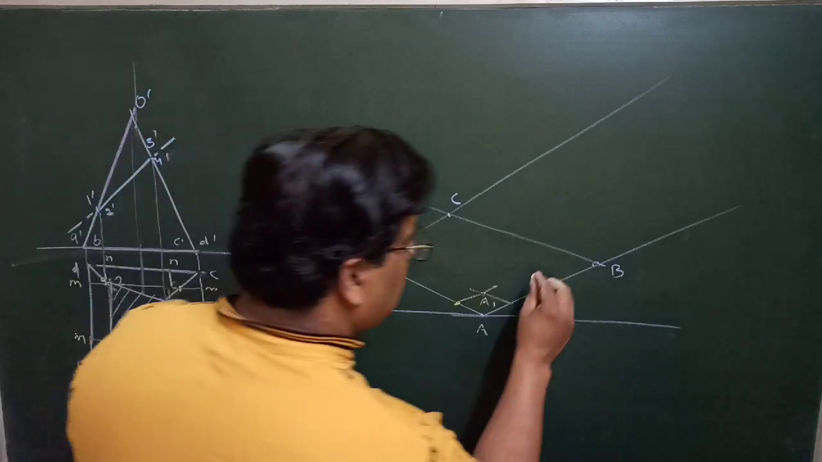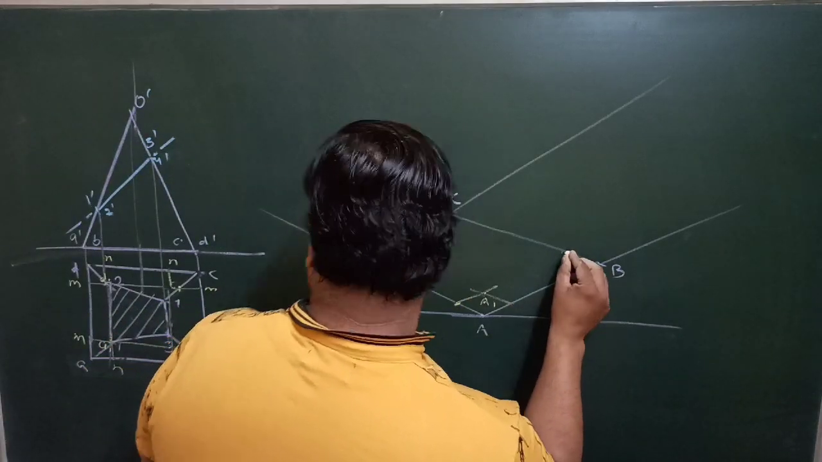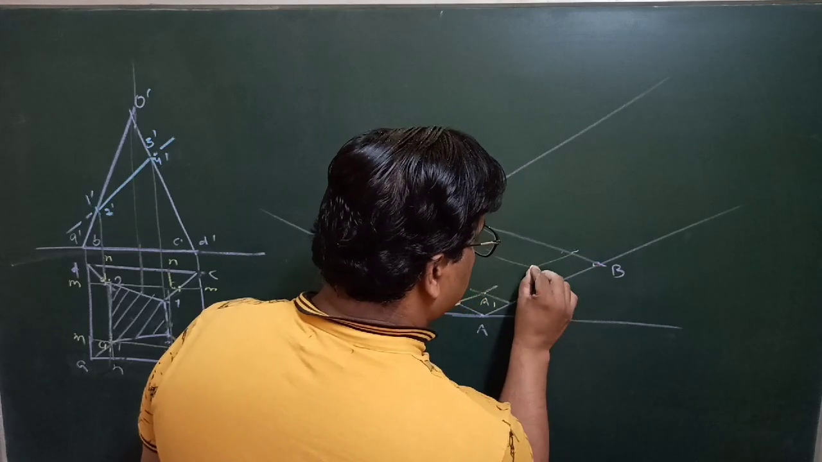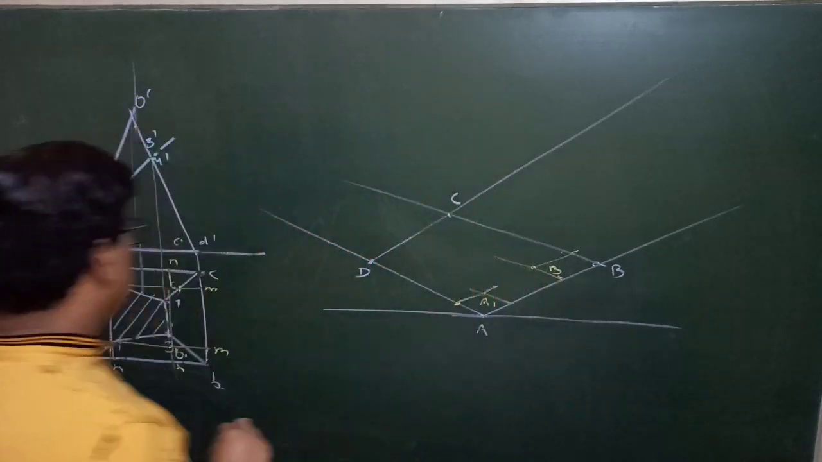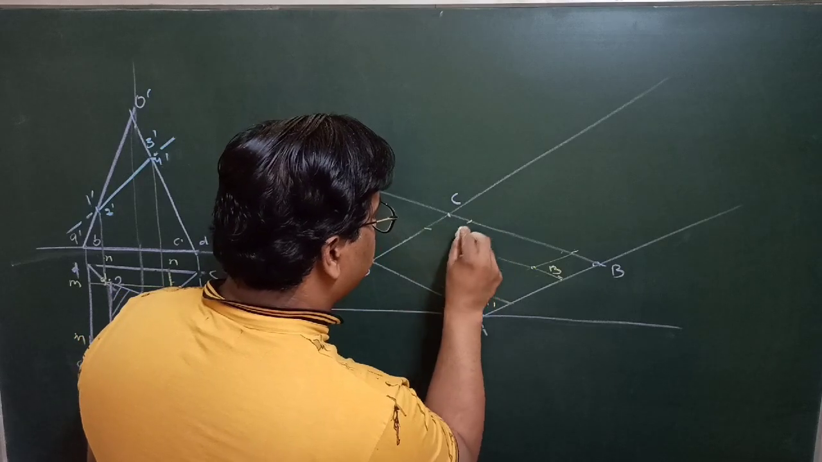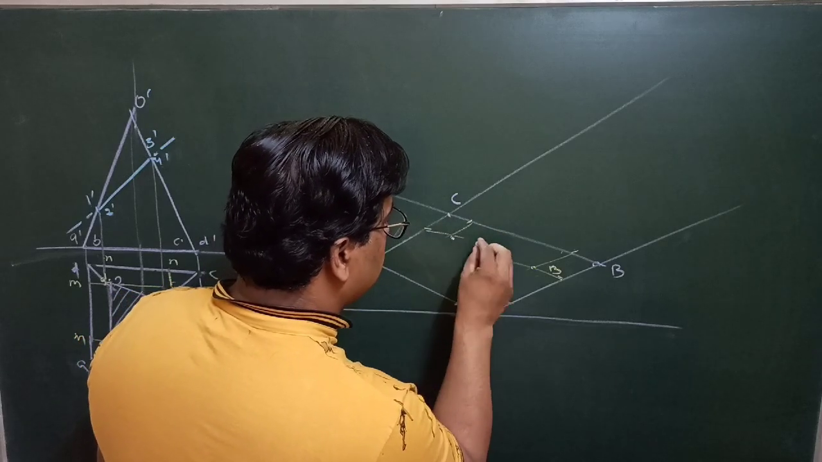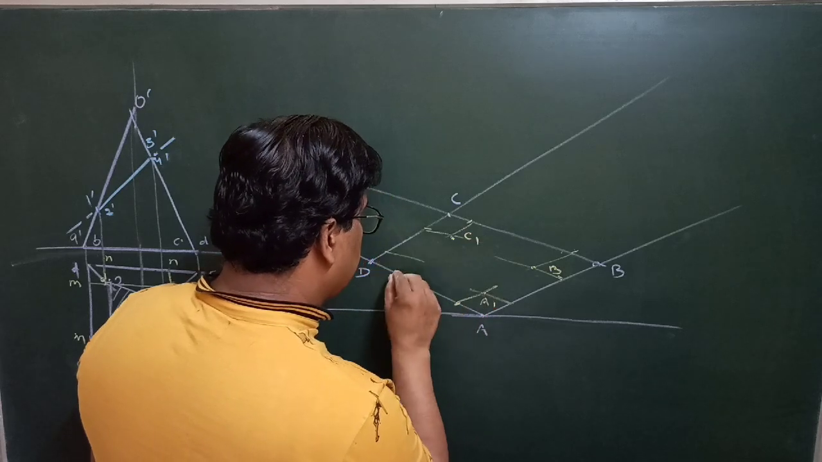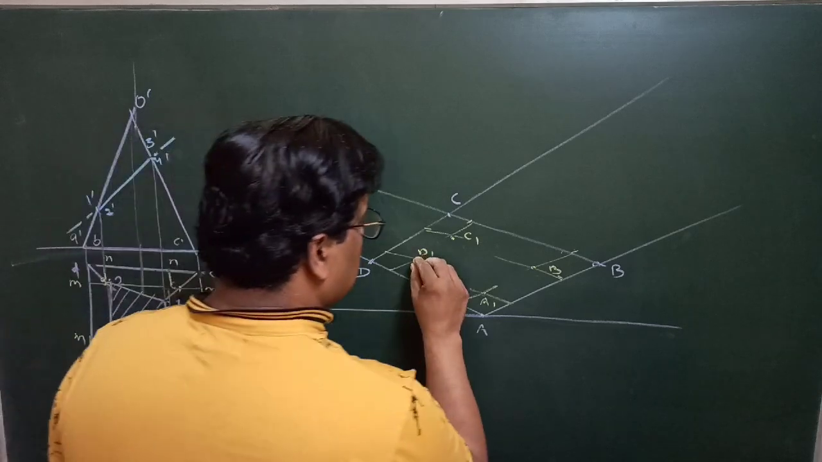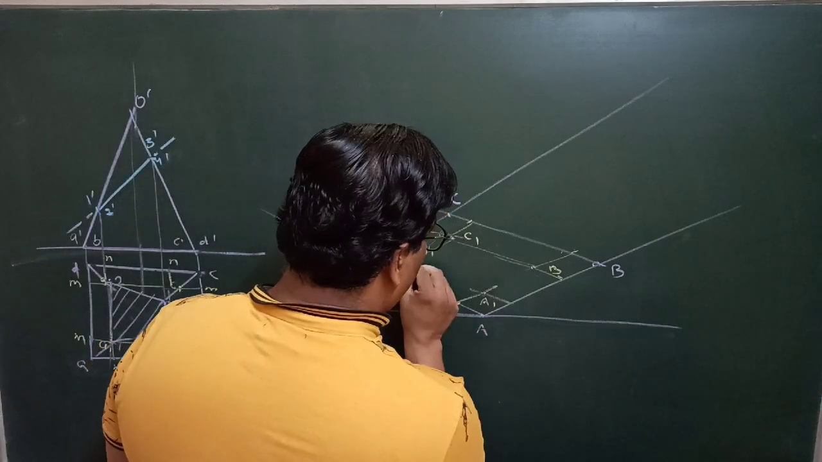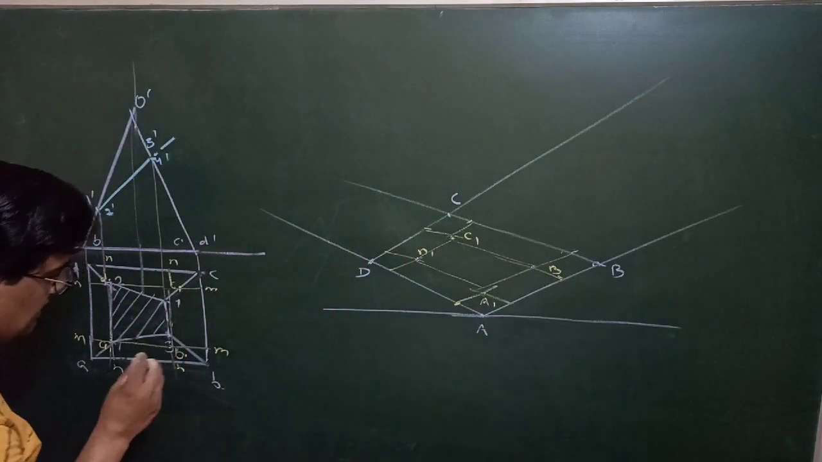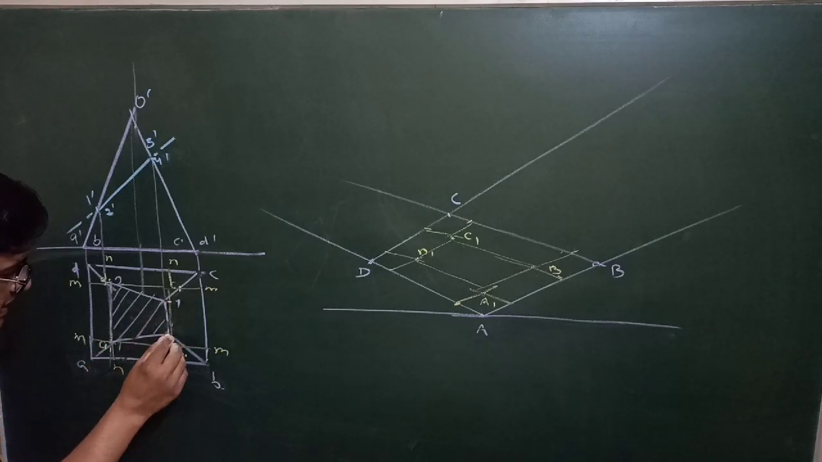A1. Similarly, you can mark points using the parallel lines. So this is B1, then C1 and D1. So they will be obtained here. This is C1 and this is, say, D1. Join them like this. Now you can easily mark these points, the cutting points.